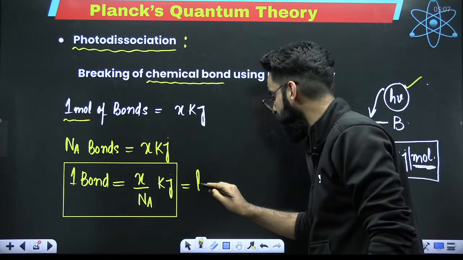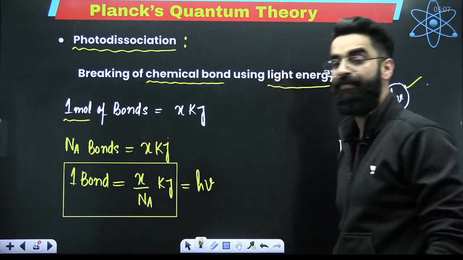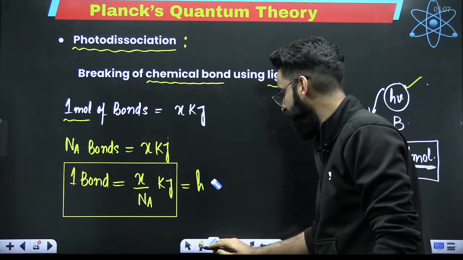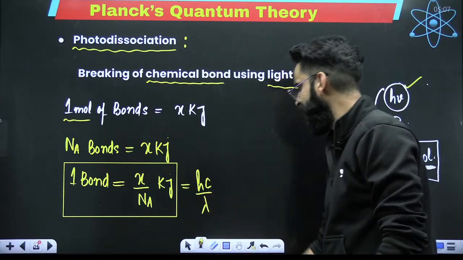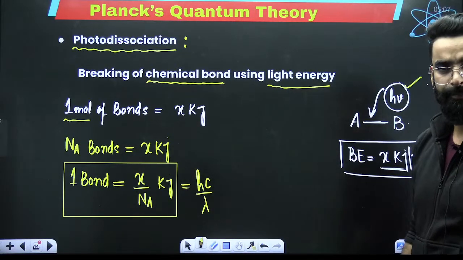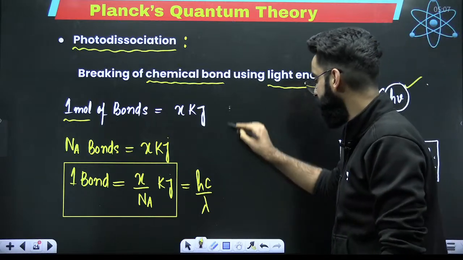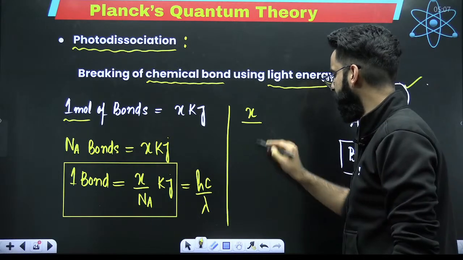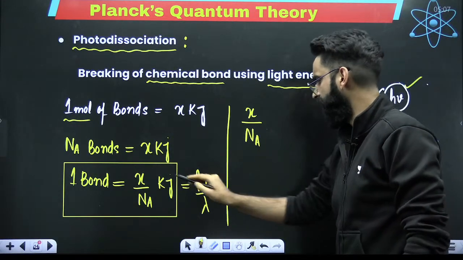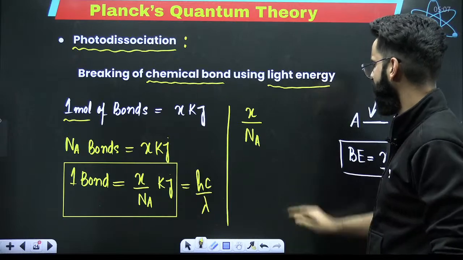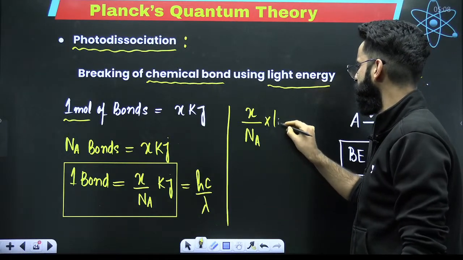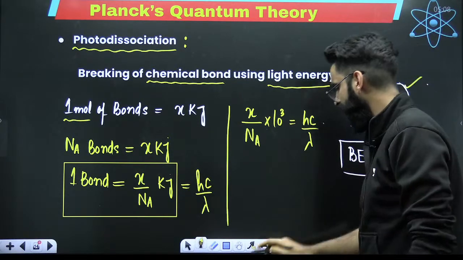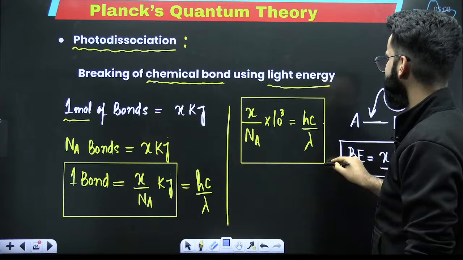Whose energy is h nu. So this much energy I'm supplying in the form of h nu. Or instead of h nu, you can write hc divided by lambda. So my dear students, I'm getting an equation over here. The equation is like this: X, that is the bond energy of the bond, divided by Na. Now this is in kilojoules, right? So let's make it in joules, so multiplied by 10 raised power 3, is equal to hc divided by lambda. From this particular equation, anything can be asked, right?